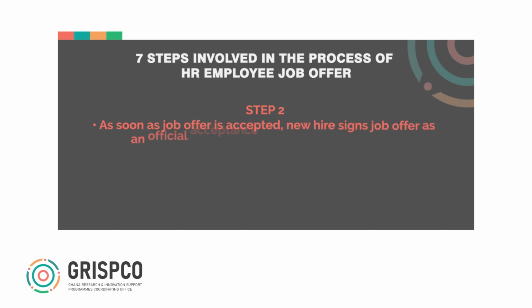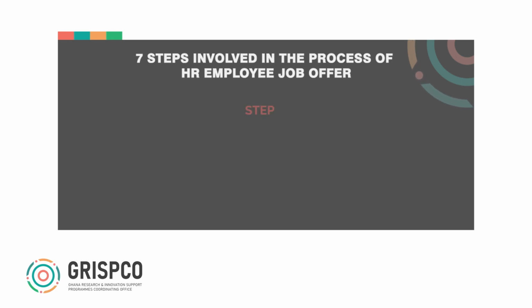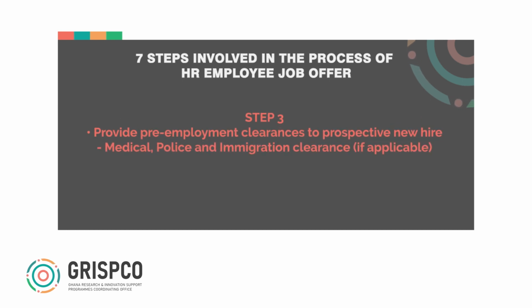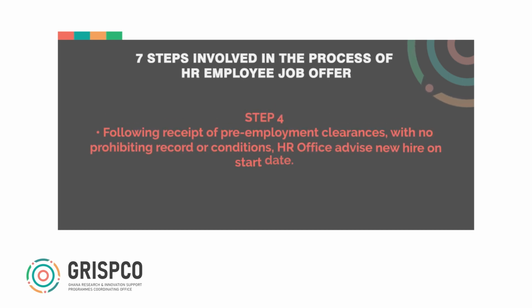Step 2. As soon as the job offer is accepted, the new hire signs the job offer as an official acceptance of all conditions therein. Step 3. HR must provide pre-employment clearances to the prospective new hire, which include their medical, police, and immigration clearance if applicable. Step 4. Following receipt of pre-employment clearances with no prohibitory record or conditions, HR advises the new hire on the start date.